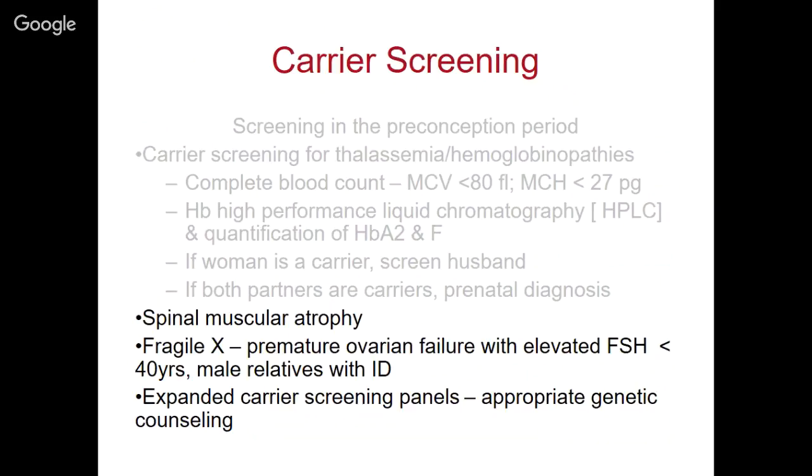We also do fragile X carrier screening. One, if there is a family history of an X-linked intellectual disability, or the lady has premature ovarian failure, because she is at risk of being a fragile X carrier.